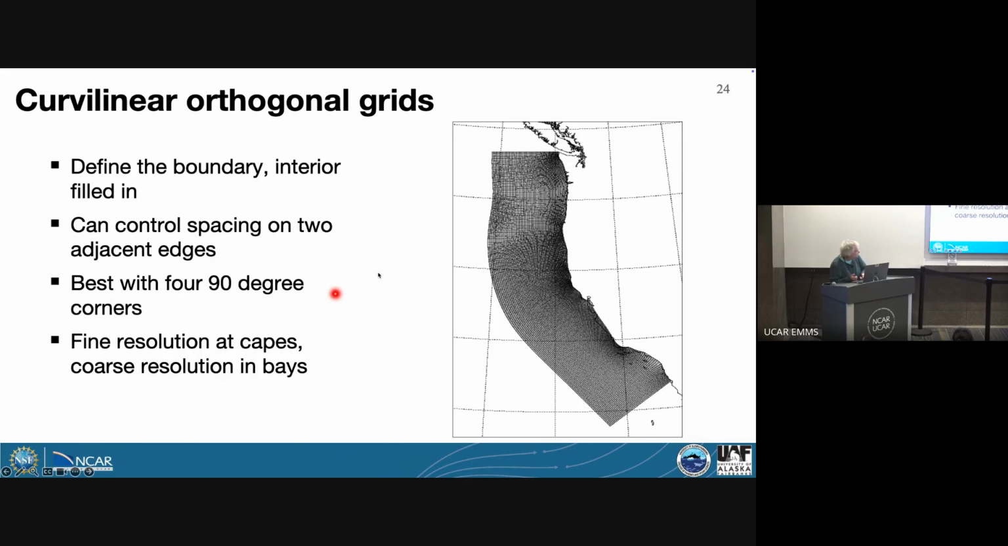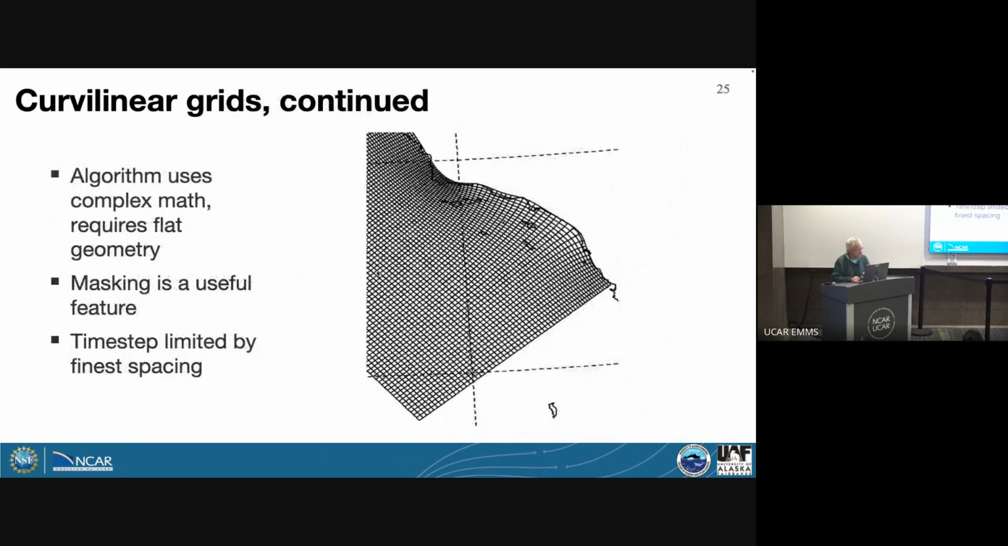The southern boundary has finer resolution toward the coast, but gently and slowly and gradually. You don't want any jumps in the resolution. It's best to give it four 90-degree corners, and what happens is there's fine resolution at capes and coarse resolution at bays as you bring the grid from your uniform spacing out here toward the coast. Zooming in, you can see it more here.